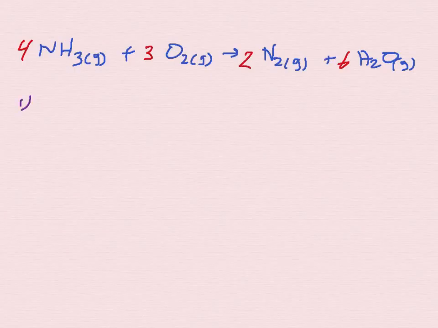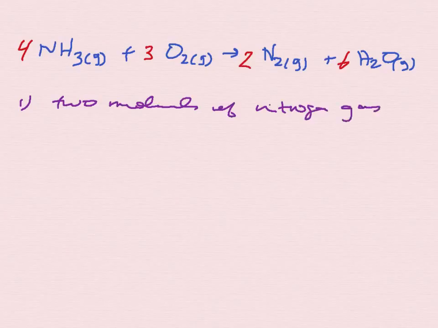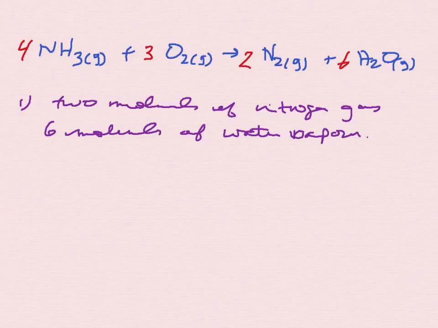So we're going to say it's going to produce 2 molecules of nitrogen gas, and what else? 6 molecules of water vapor. And that is basically a relationship of how these reactants and products come together. So 4 molecules and 3 molecules produce 2 molecules and 6 molecules. Again, that's microscopic and not very practical.